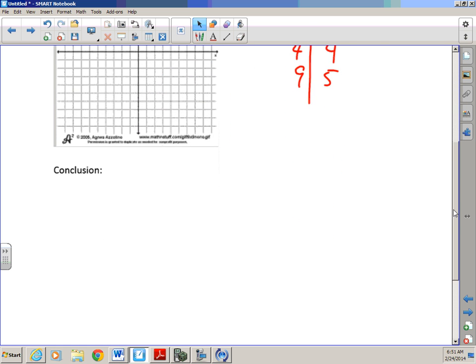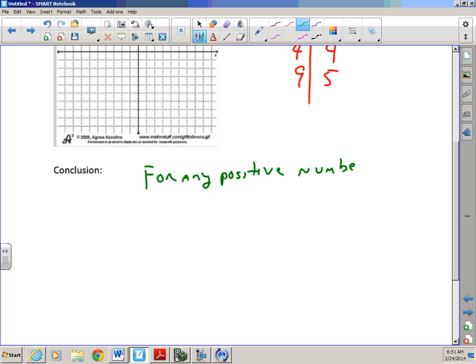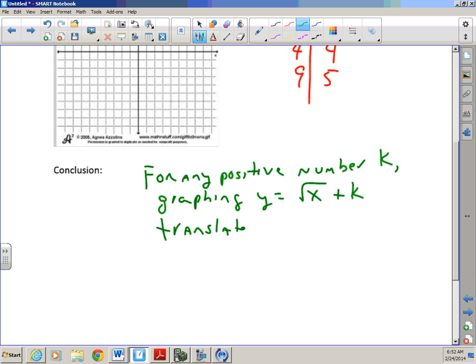So our conclusion is for any positive number k, graphing y equals the absolute value of x plus k translates, or shifts, the graph of y equals the absolute value of x up k units.